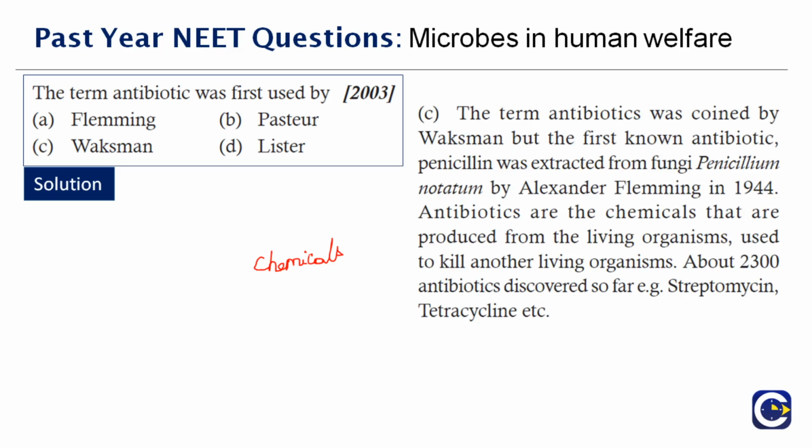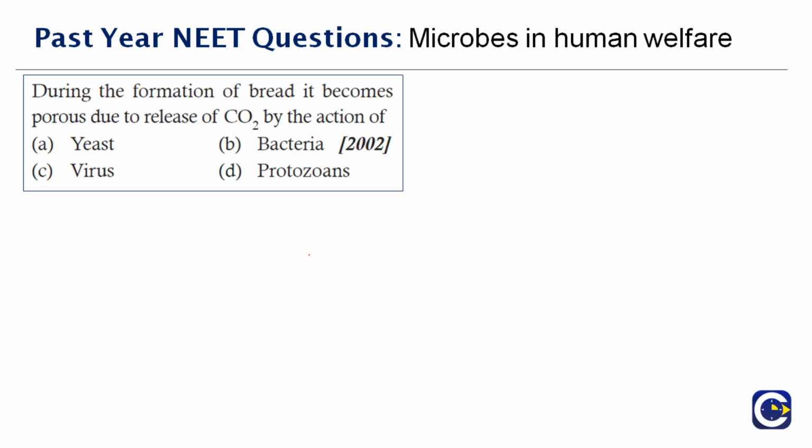So who termed the word antibiotic? It is option C, Waksman. But the first antibiotic was found by who? Alexander Fleming in 1944. It was from the fungi Penicillium notatum. Okay, next question here.